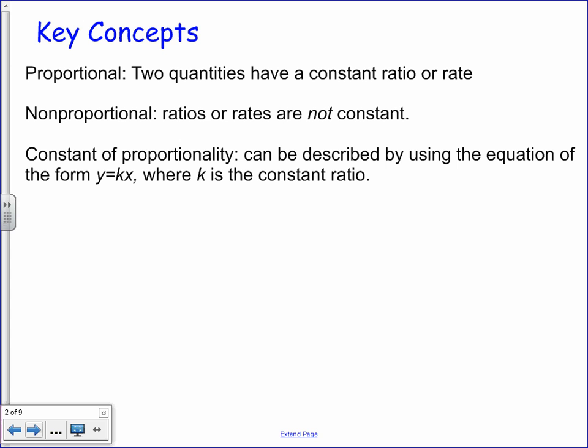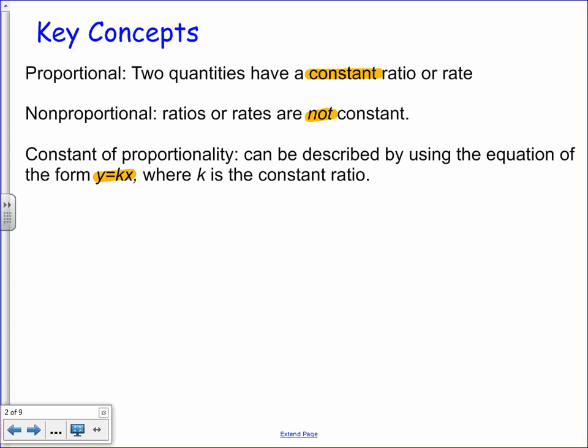Proportional means two quantities have a constant ratio, and constant means the same thing. Non-proportional are rates or ratios that are not constant. That means that they're not going to be the same. Not constant.